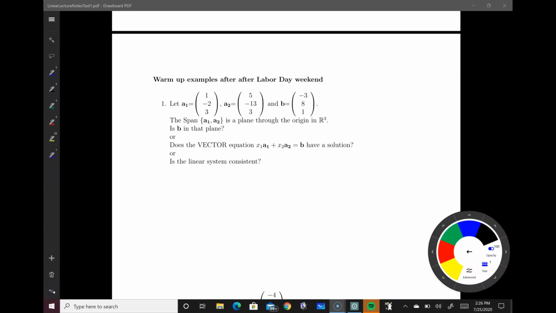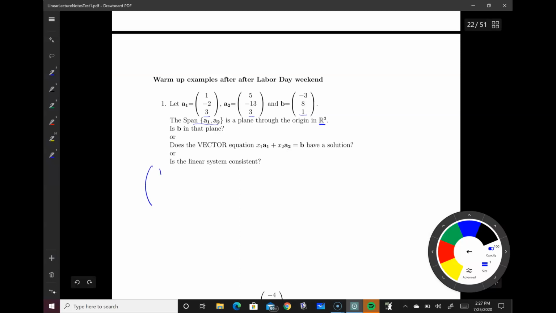All right, let's remind ourselves what we were doing. So if I have these two vectors, a1 and a2, and I have this vector b, the span of a1 and a2 are all the linear combinations of these two vectors, and the span of these two vectors is going to be a plane. And it's going to go through the origin, and I'll talk about why that is in a bit. We're in R3 because these are 3 by 1 vectors. So is b in that plane, or is b a linear combination of these, or is this linear system consistent? All right, let's go do it.